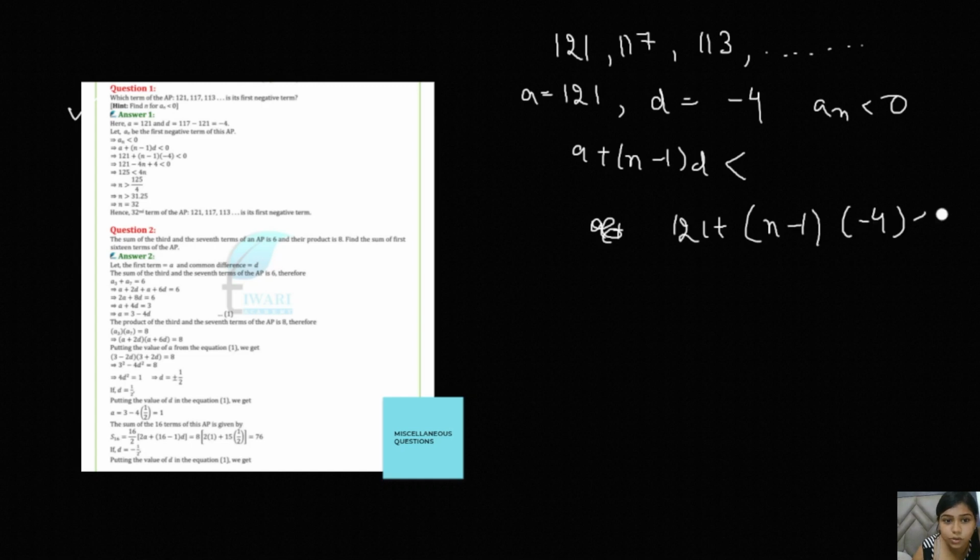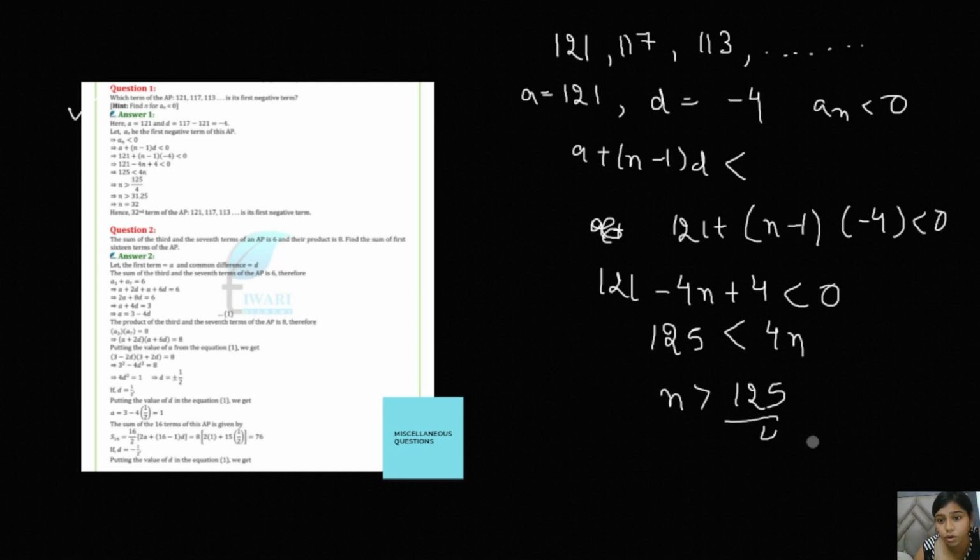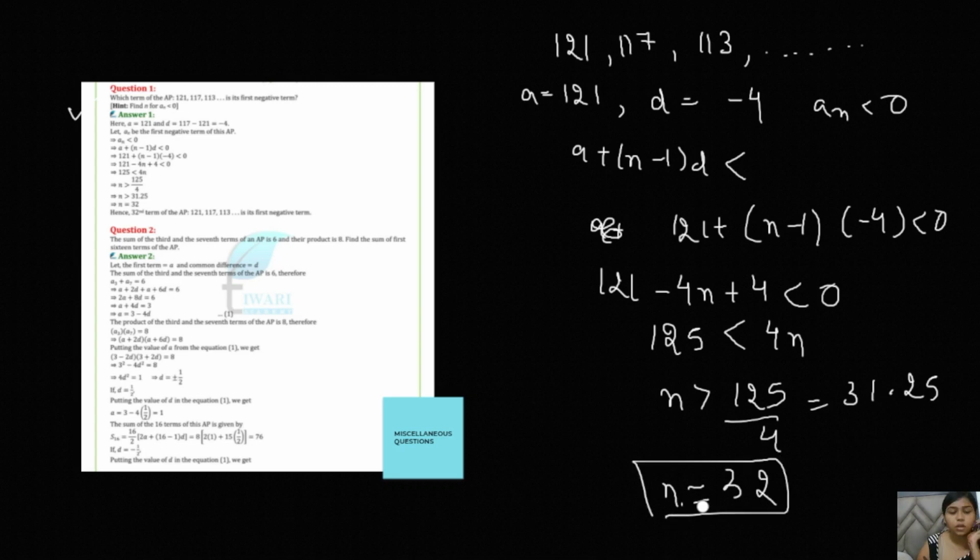Now we can open it out, and we'll get that 125 must be less than 4n. After dividing these terms, we can say that n must be greater than 125 divided by 4, which is 31.25. It means n will be greater than 31.25, so approximately n will be the 32nd term. So the 32nd term of the AP is the first negative term.